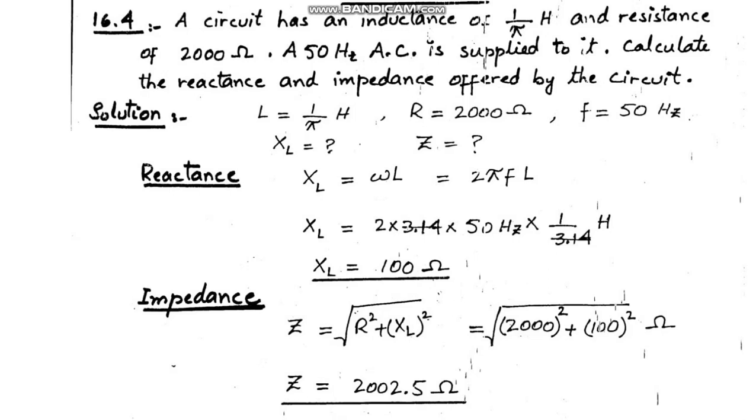Next we find impedance. The formula of the impedance: Z is equal to under root R square plus XL square. R value is given in the question, put in here. XL we found in the above section, that is 100. We put the values in here, and after solving we get the answer Z is equal to 2002.5 ohm.